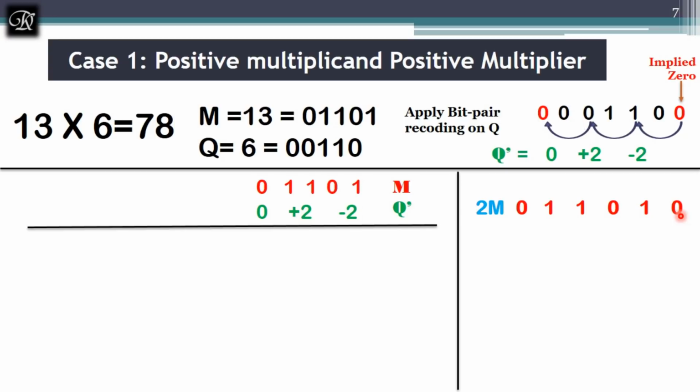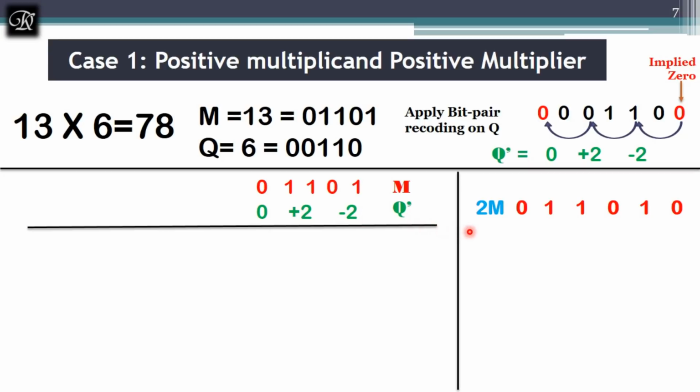You need not use a calculator to find 26 in binary and then write it. No need to do that. Just add an additional 0 over here, then this will become 26. And now you should also know the negative version of this 26, because you are multiplying a positive 13 with a negative 2. It means it is negative 26.